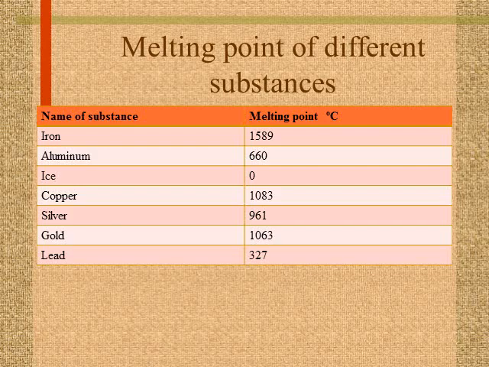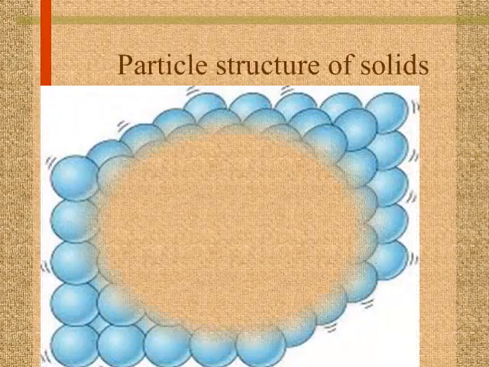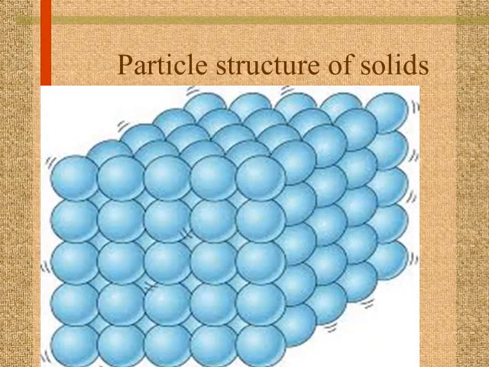Now, there is a reason for that. Why do different substances have different melting points? To understand the concept, first let's have a look at the particle structures of the solids. In your grade 4, if you remember, we have studied that solids consist of particles, and the particles in the solids are closely packed. Now in different solids, the particles are packed with different forces of attraction.